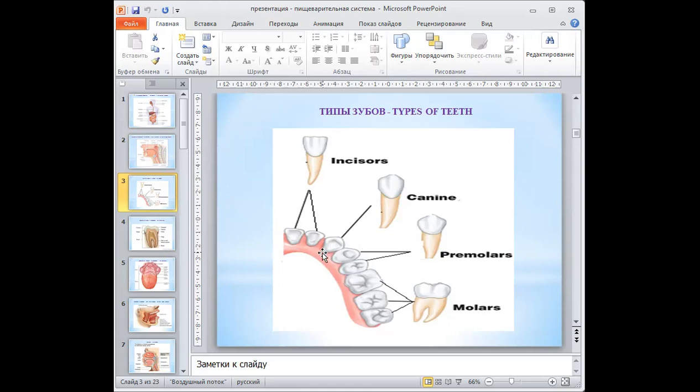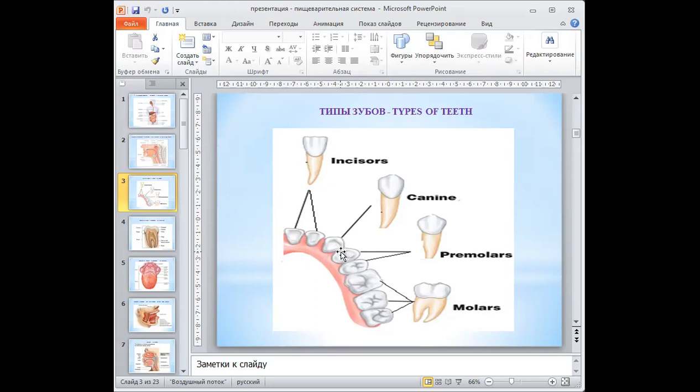The second type of teeth is canines. A canine has one long root. Its main function is tearing and rending food. There are 2 canines on each jaw.